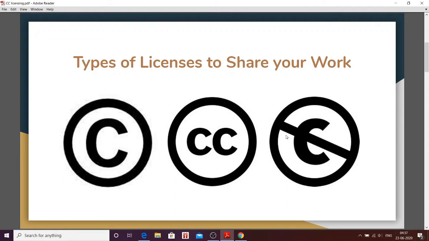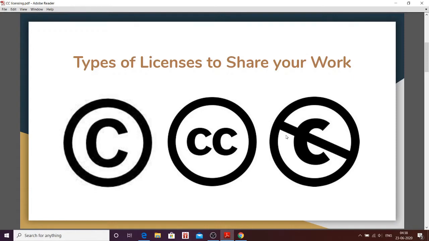So that is copyright. The extreme other end of copyright is where you have a struck-out C inside the circle. That means it has no copyright, that means it's in the public domain. Anything that is in the public domain is freely available for sharing. The icon in the middle, which has two C's inside a circle, is actually for Creative Commons licensing.